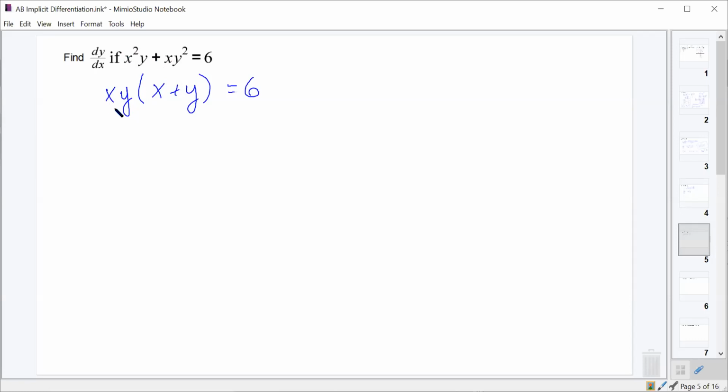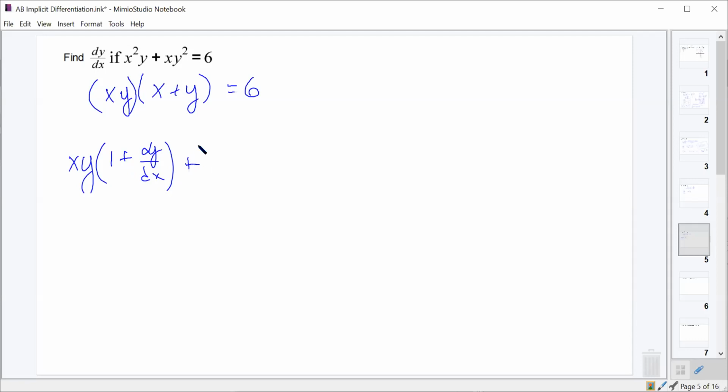So let's try to take the derivative of this using the product rule. Here's our first function, xy, and our second function is x plus y. So the product rule says first function, xy, times the derivative of the second function. What's the derivative of x plus y with respect to x? Should be 1 plus dy dx. dy dx, good.